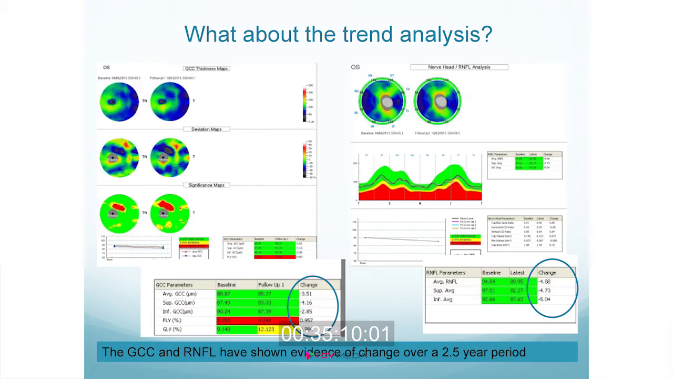Because in 6 months to a year out, the machine is showing you the GCC, I showed you this before, it's showing you the significance maps, and it's showing how each aspect of the printout has changed. And if you look at the bottom section, it shows you that over the course of 2.5 years, both the GCC and the RNFL have showed evidence of change. Not major change, but change. It hasn't been 100% stable. And the picture with that line that kind of goes down is showing you in kind of like an anatomical way that it has dipped.